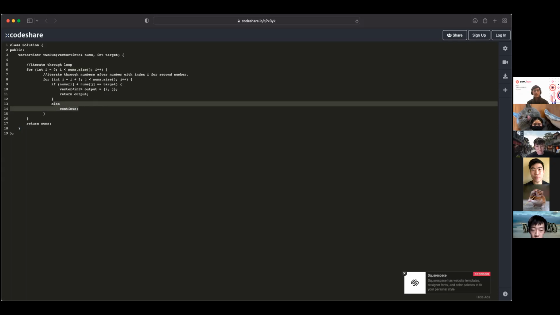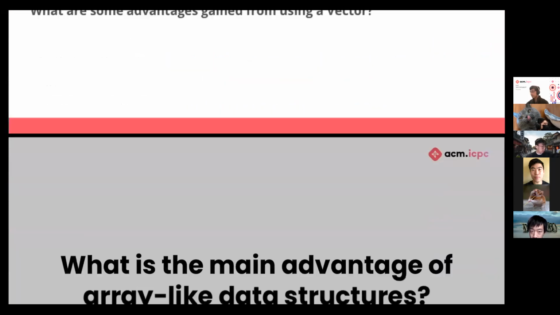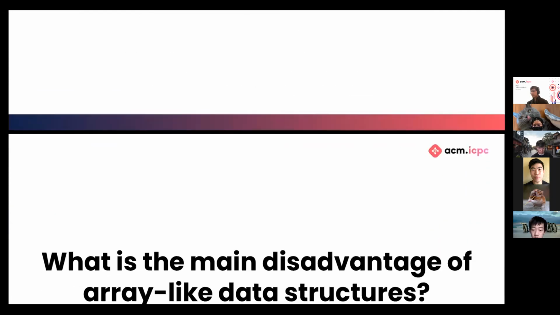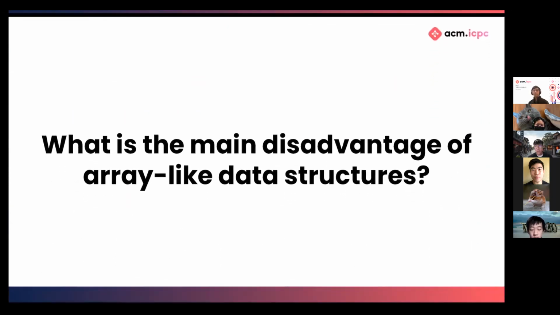Okay, going back to the slides, and we'll move on to the next data structure. All right, so does anyone know what the main advantage of array-like data structures is? Random access. Perfect, yeah, fast random access. And then what's one of the main downsides of array-like data structures?